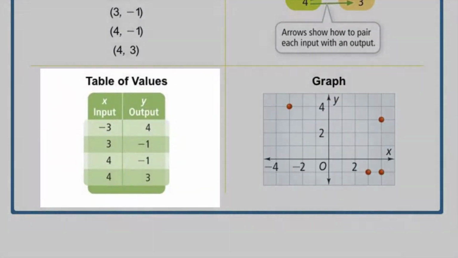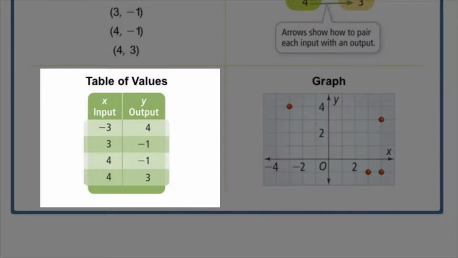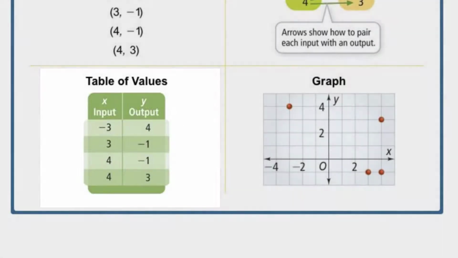At the bottom left, a table of values. The left-hand column, x's or input values, the same ones from above, and on the right-hand side, the y values that are associated with or related with those inputs.